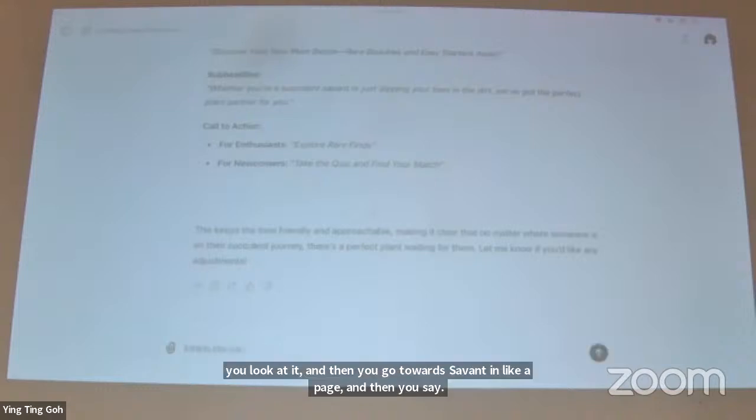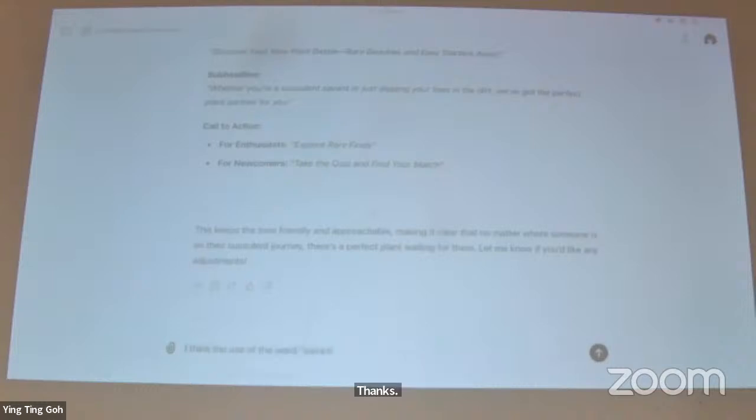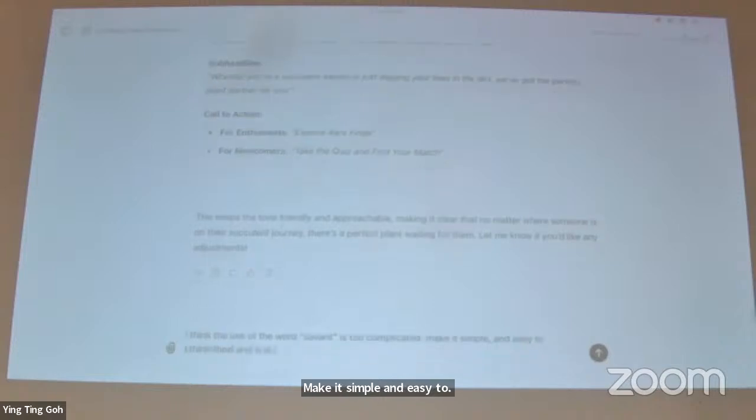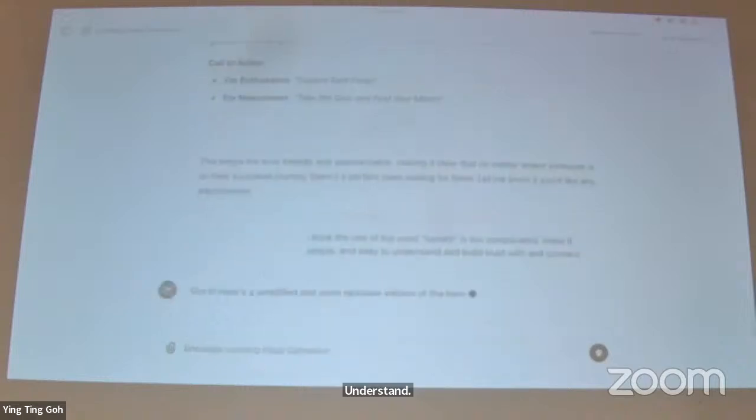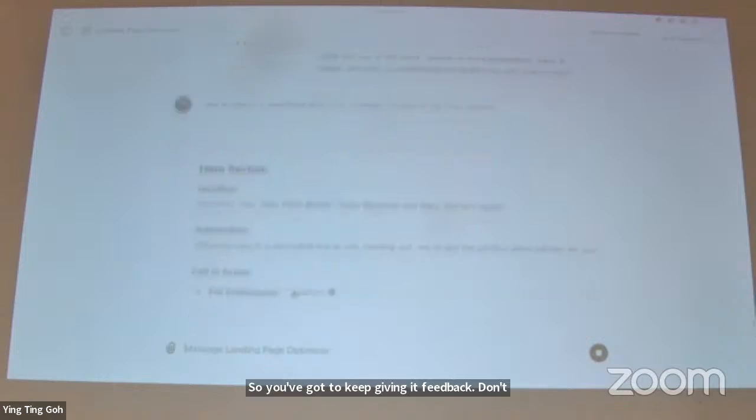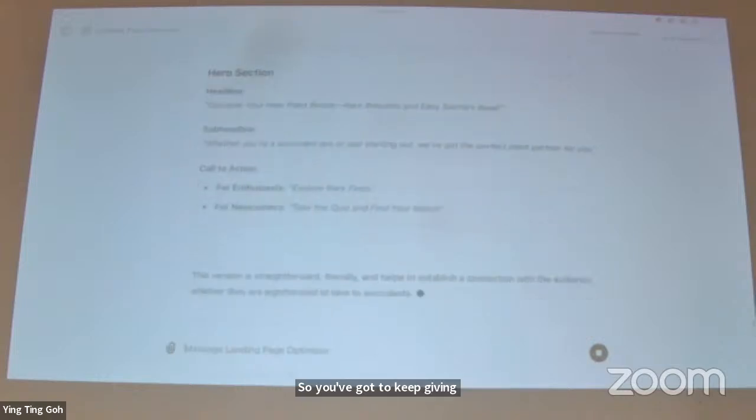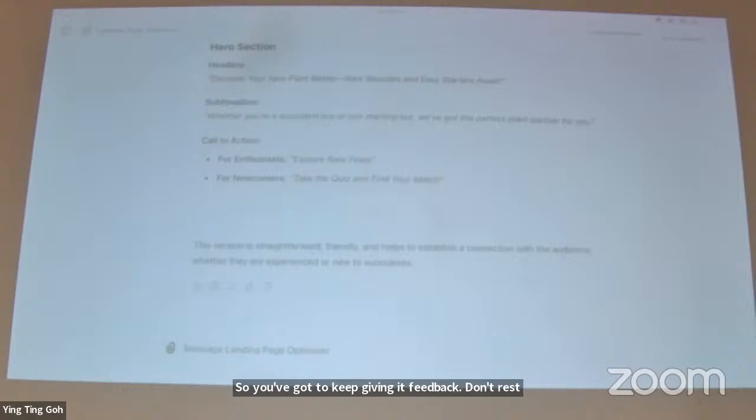So you look at it and then you go, who would use the word savant on a page? And then you say, I think the use of the word savant is complicated. Make it simple and easy to understand, and build trust and connect. So you've got to keep giving it feedback. Don't rest until you get a good beginner section, because then when you go further down, it understands you better and it's remembering that because you're in the same thread.